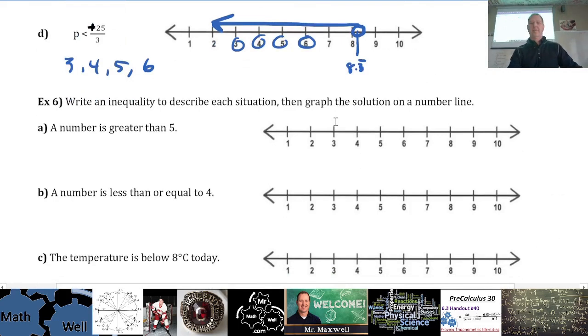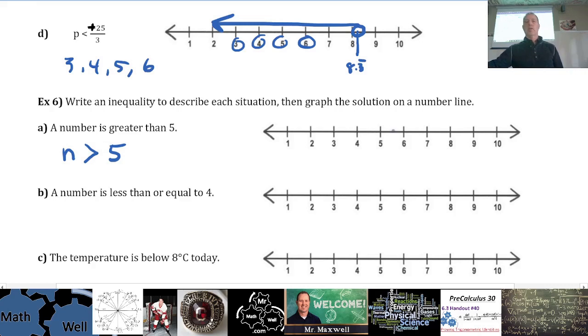Okay. All right, so write an inequality to describe each situation, then graph on a number line. A number that is greater than 5, so a number greater than 5. I'll just do n for a number, and I'll do n greater than 5. Should I do an or equal to? No, it doesn't say or equal to, it just says greater.